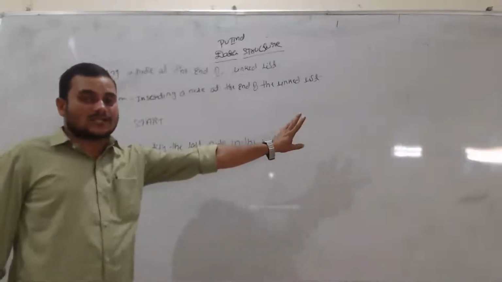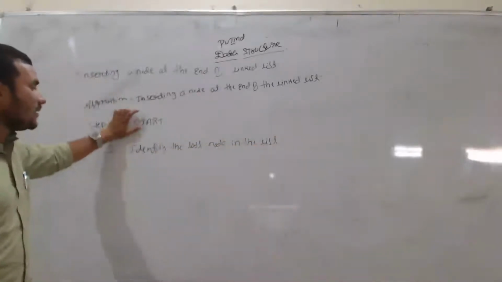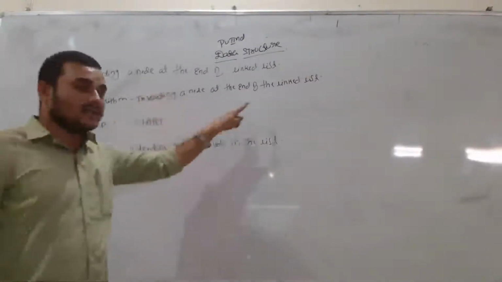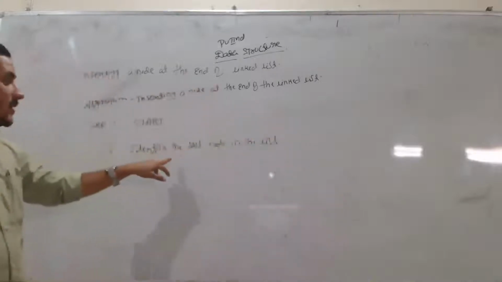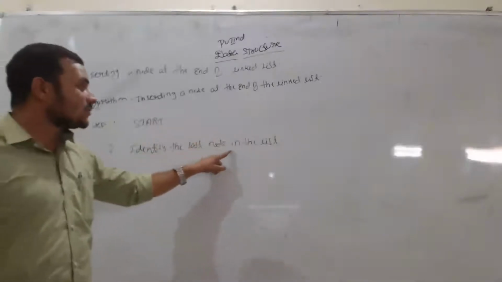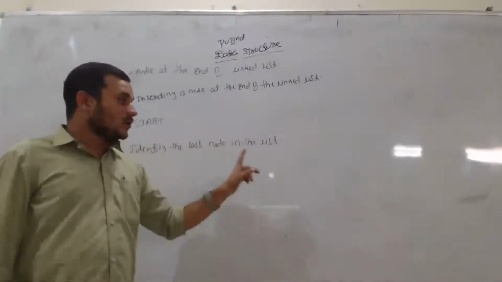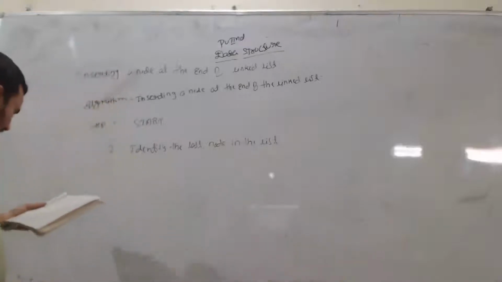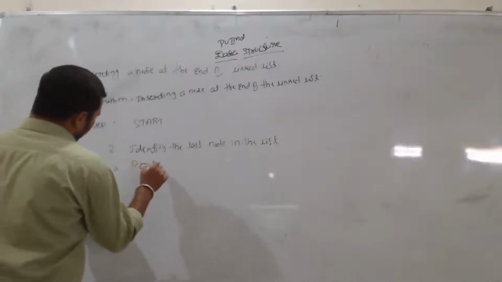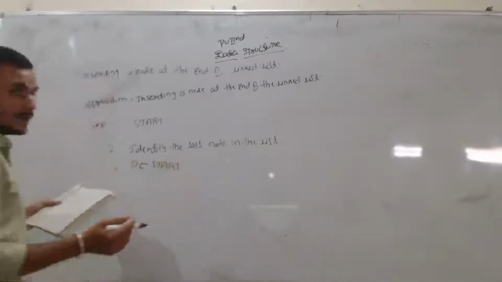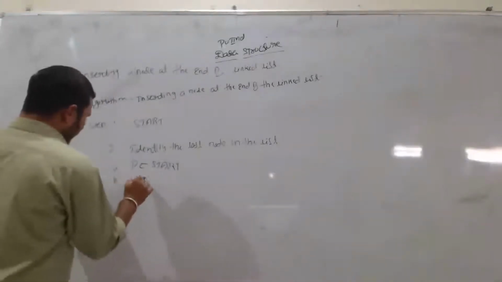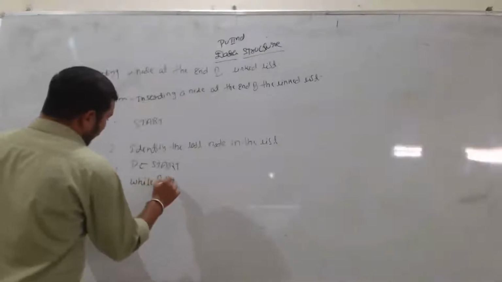So where is the last node? First, the starting pointer points to the head node, that is the first node. After that, the links go on. We have to identify the last node in the list. So P equals starter, the starting pointer. Then while P is not equals to null.